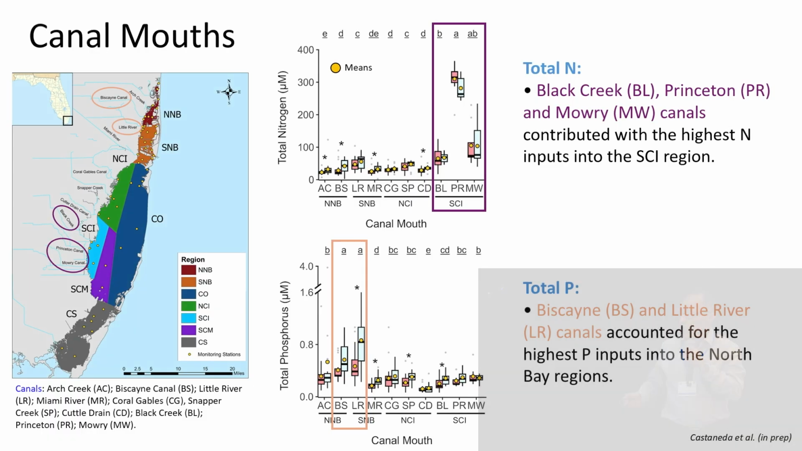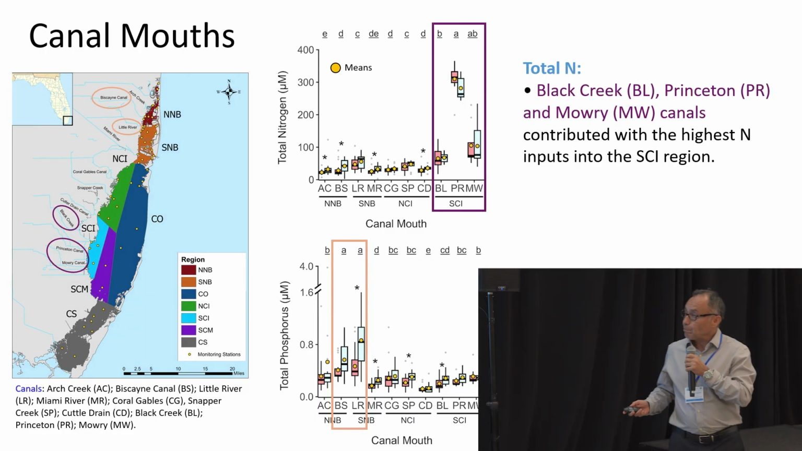In the north, we have the Biscayne Canal and the Little River Canal. They basically account for the highest phosphorus input, with concentrations of about 0.8 micromolar. The rest of the canals have concentrations, but lower concentrations relative to these two.